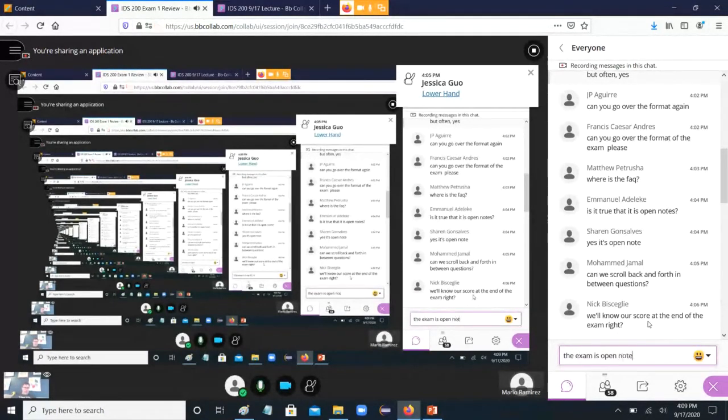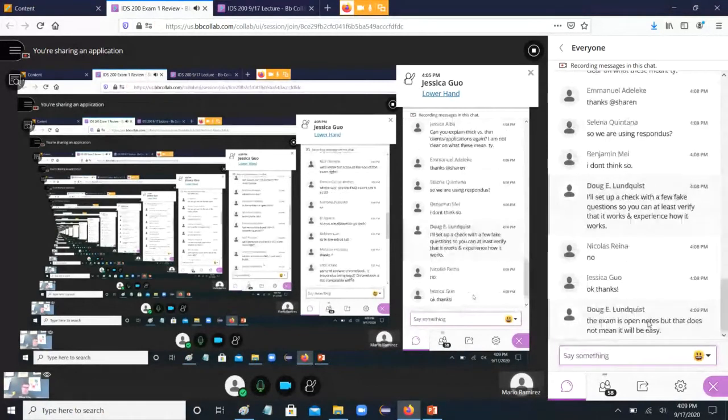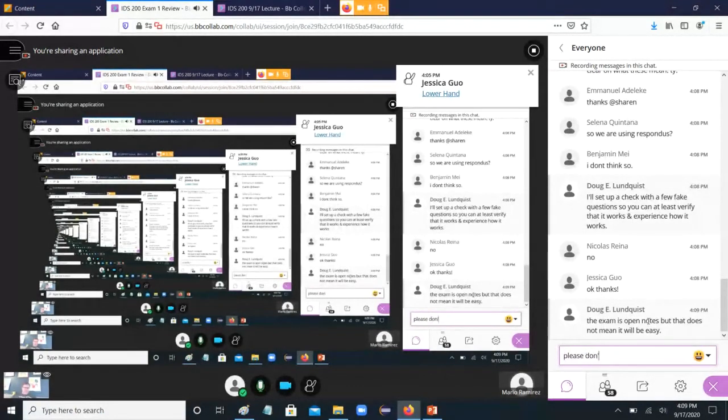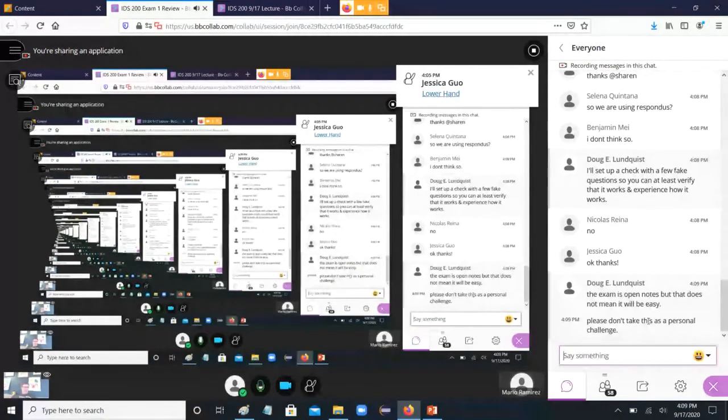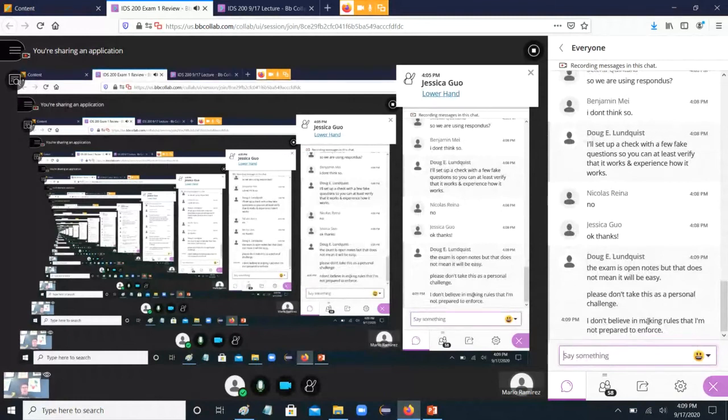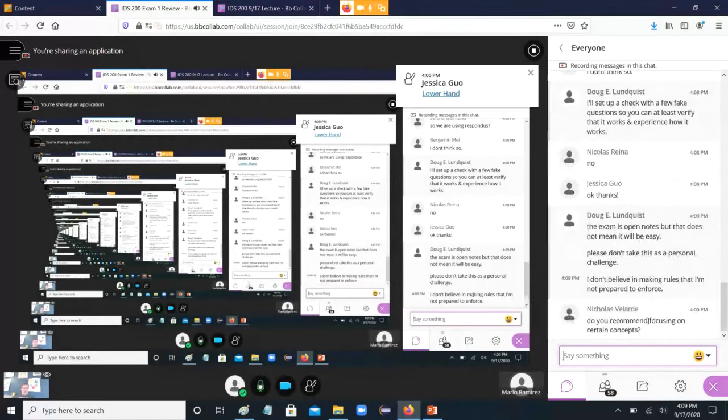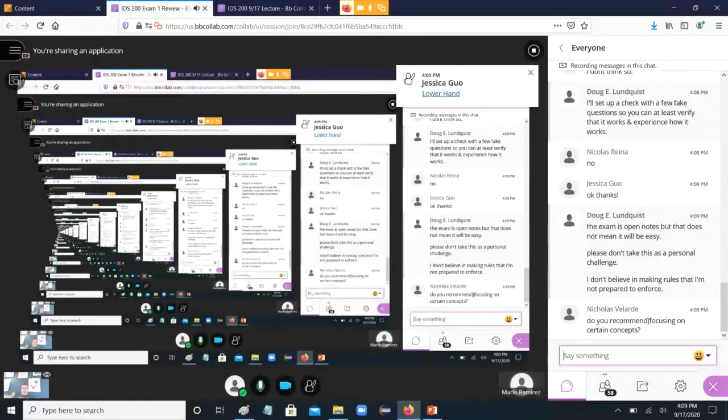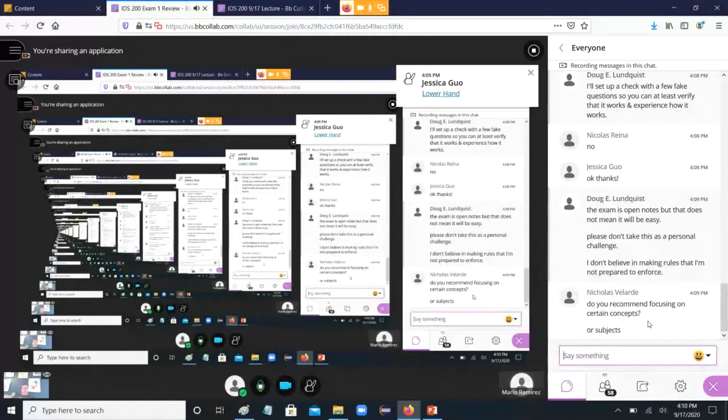The exam is open notes, but that does not mean it will be easy. Trust me. Please don't take this as a personal challenge. But yes, it's open notes. I don't believe in making rules that I'm not prepared to enforce. And when you have 400 students all taking an exam, am I really going to watch 400 students that closely? No, I'm not. So it's easier. We'll keep the exam open notes, but trust me, if you're coming into this exam cold and don't know the material well, it won't go well.